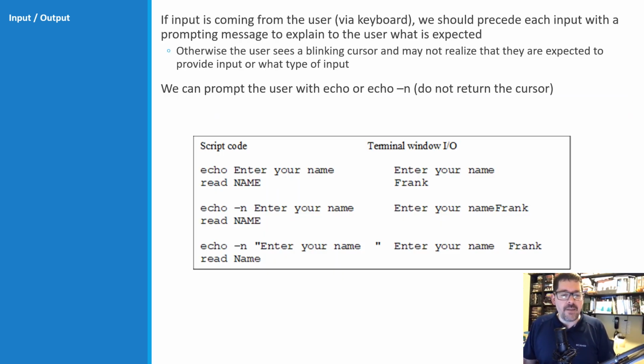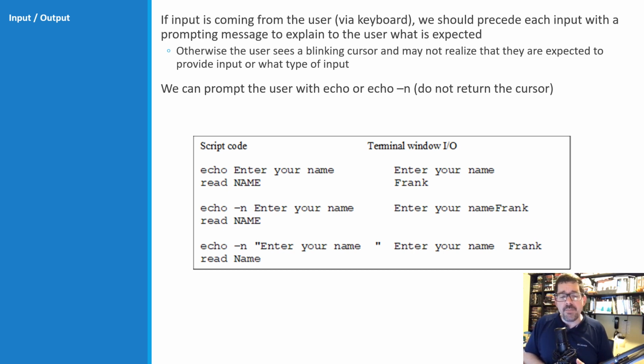All right, so if input is coming from a user via the keyboard, we should precede each input with a prompting message, right? So we should tell them what we're asking them to enter. Otherwise, they're just going to see a prompt and not know what to type in there. So we're going to use that echo command to output something to tell them what to do. Then we're going to use the read command to read it in.